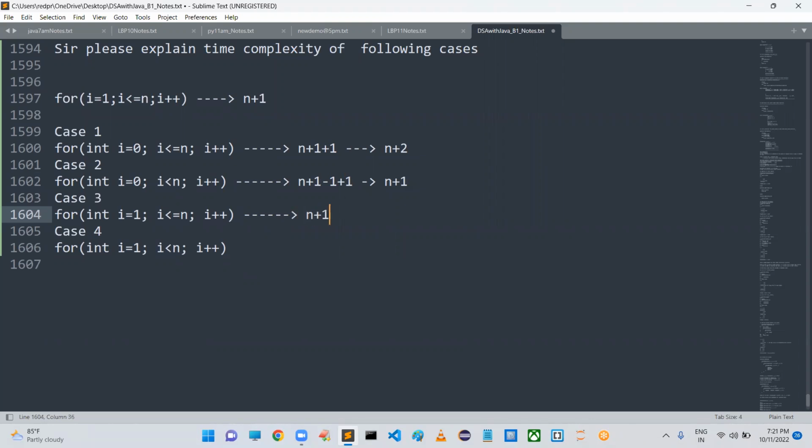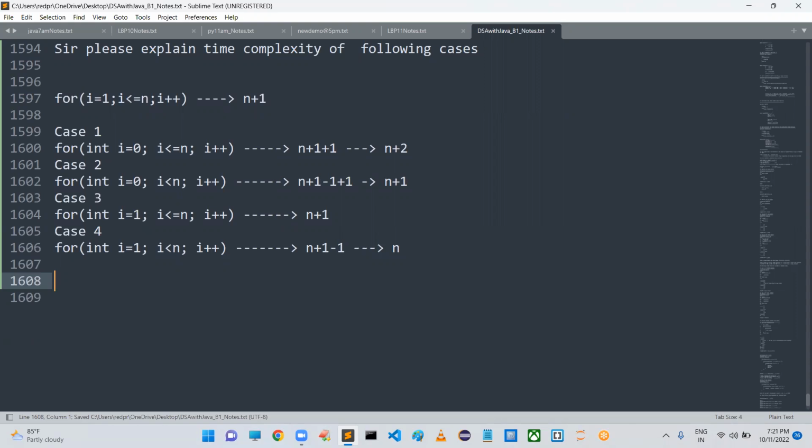Sir, what about this one? By default, every loop is going to take n plus 1 when you start from i equal to 1, i less than or equal to n. So what about this case? By default, n plus 1. We are starting from n, but we are ignoring the value of n, that means one iteration lost. So minus 1, it will run n times. That's all, simple.